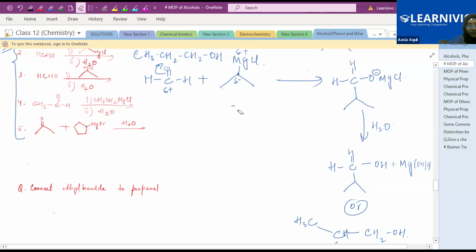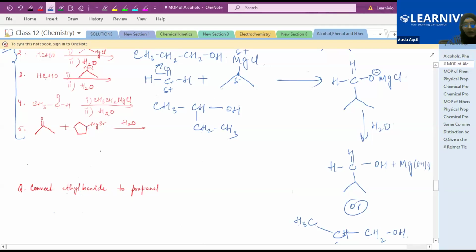CH3, CH, OH, CH2, CH. Okay, CH3, CH, OH. And next, Ali, CH2, CH3. On which carbon? Here, this carbon, CH2, CH3. Yes, ma'am, OH is on that carbon, and CH2, CH3 is again on this carbon. Is it correct? Did you get the same product? Yes, ma'am. So this one is the correct answer.